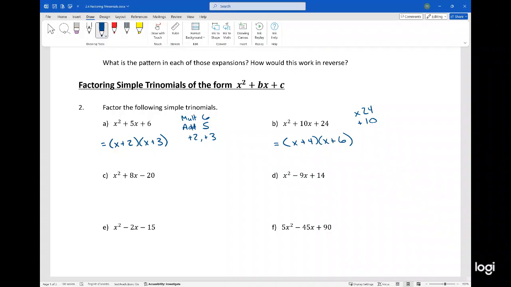Let's keep the pattern going, but now we're going to deal with some negative signs and see how that changes things. This time we're going to multiply to negative 20 and add to 8. So before I even try to guess numbers, the fact that they multiply to a negative means that one of them is negative and one's positive. And the fact that they add to a positive means the positive number is the bigger magnitude of the two. So this is going to be something like 9 and minus 1, or 10 and minus 2. And actually, 10 and minus 2 seem to be the ones that work.